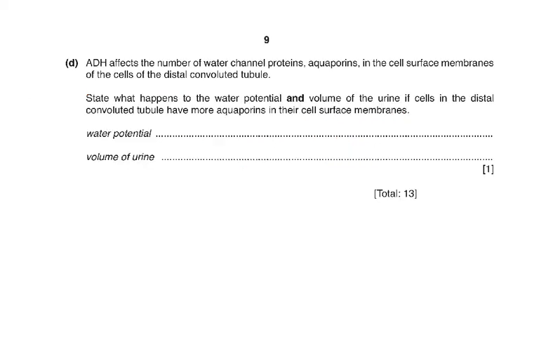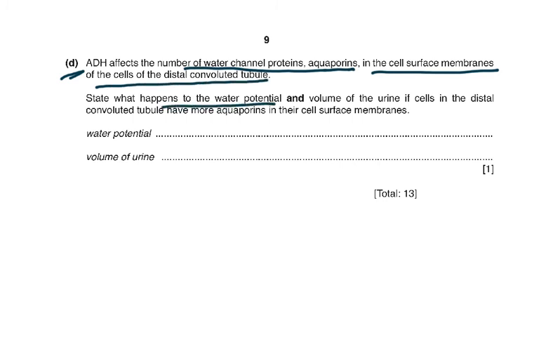Now, reading the D part of the question: ADH affects the number of water channel proteins, aquaporins, in the cell surface membranes of the cells of the DCT. State what happens to the water potential and volume of the urine if cells in the DCT have more aquaporins in their cell membrane.